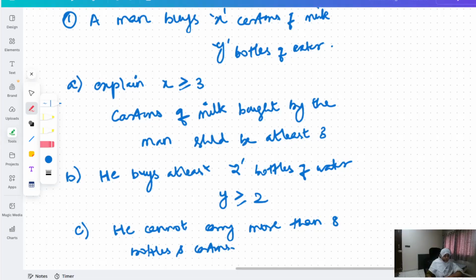Okay, 8 numbers. So what we will write, the total number is x plus y. x plus y should be less than or equal to 8. Why? Because he cannot carry more than 8. 8 should be the greatest value. That is the meaning. Okay, fine.